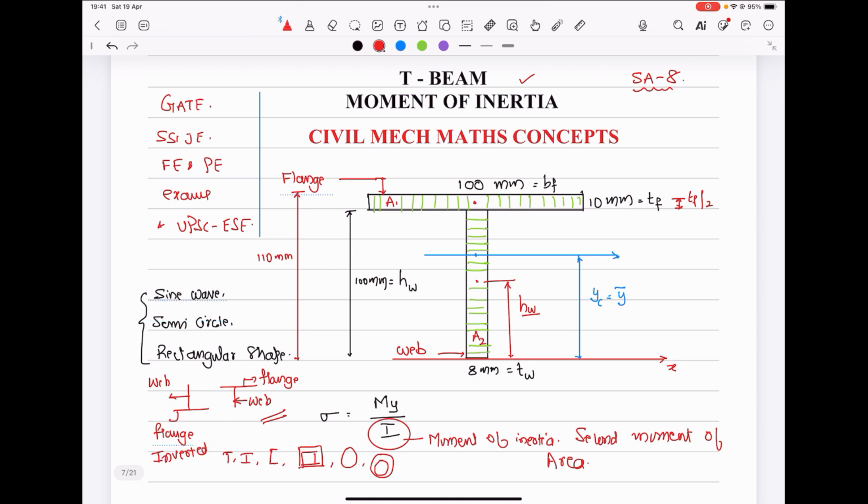Now, we have taken a straight T-beam with a flange thickness of 10 mm and flange breadth of 100 mm, and a web thickness of 8 mm and a web height of 100 mm. This is the T-beam we have taken.